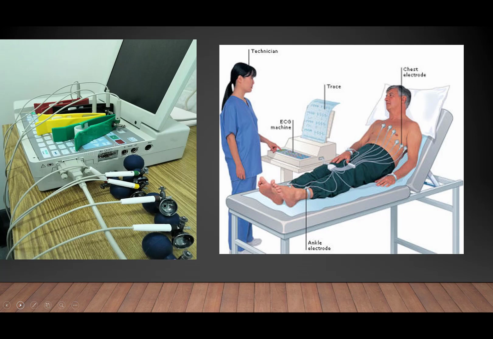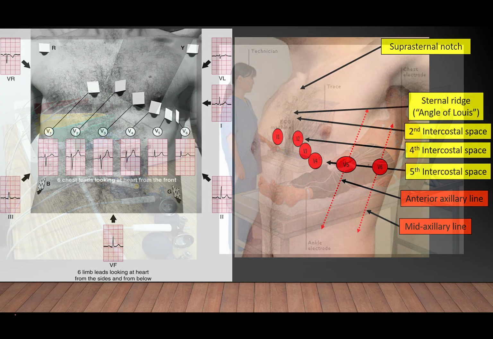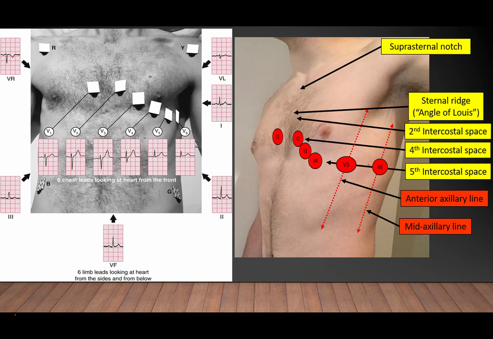As you know, this is the machine of the ECG. These are the chest leads, and there are also limb leads. This is a trace, this is the machine, just to be familiar with it. Here we have the chest leads, also the places of the leads. We have to know V1, V2, V3, V4, V5, V6.